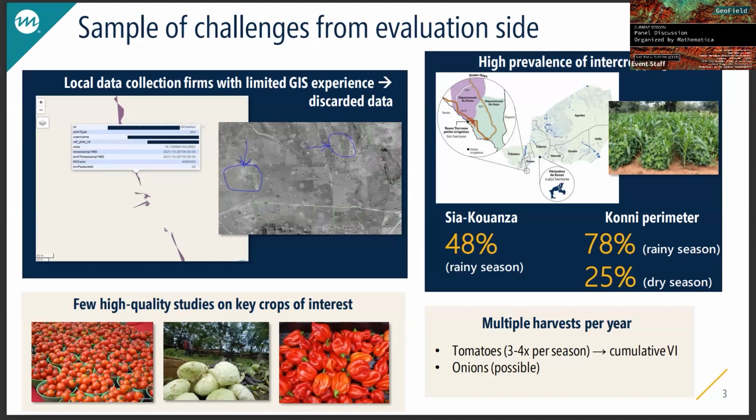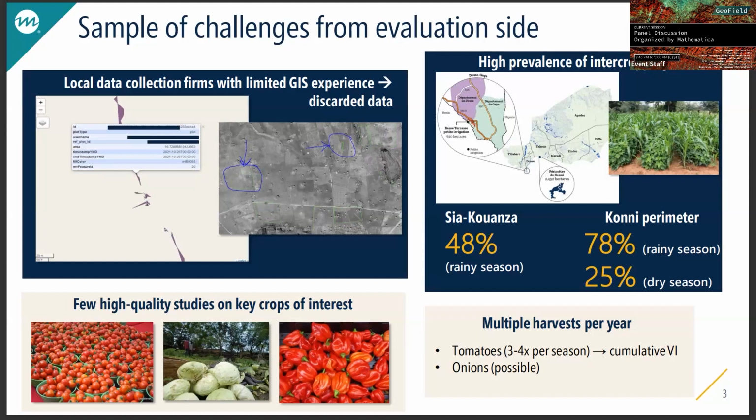A second piece that was alluded to earlier today is the prevalence of intercropping. So we conduct an evaluation for the Millennium Challenge Corporation in Niger, where intercropping is quite significant. In one of the locations in the rainy season, that's about 50% of plots, and in another location, it's about 80% of plots in the rainy season.